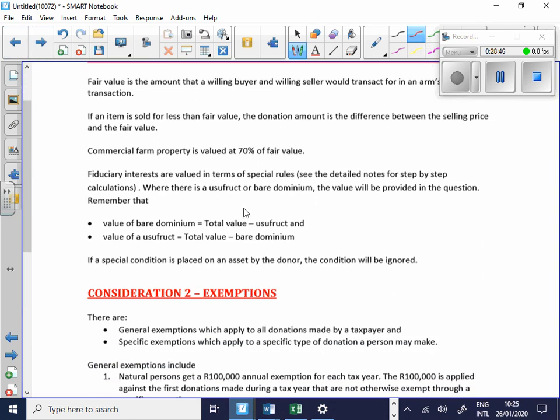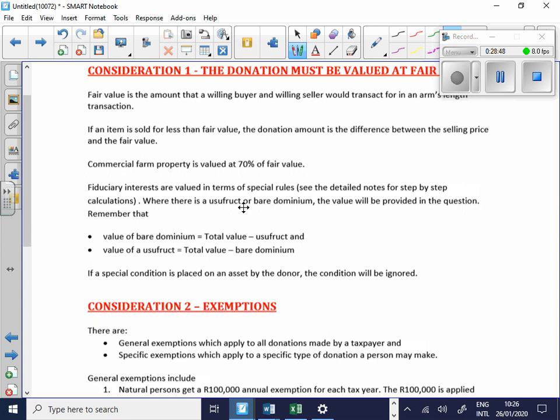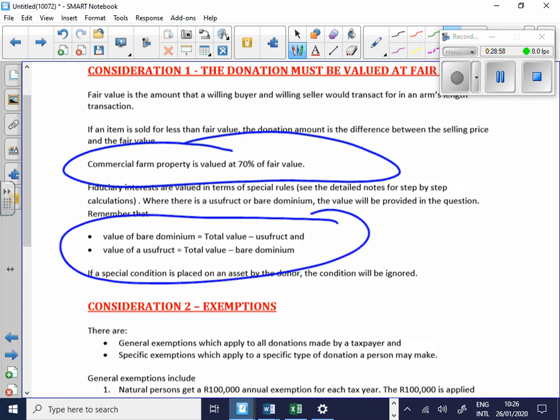Consideration, market value. Guys, I just want to point out one or two things with this. Commercial farm property, 70%. Everybody comfortable with that? Guys, and then there's values of usufructs and bare dominiums. You'll see in your TUT letter that it's a level one for board. You don't need to know how to calculate usufructs and bare dominiums. They'll give you the value in your questions. So you'll see all of the TUT questions, they tell you what the value of the bare dominium is and the value of a usufruct. I just want to make sure that you understand the terminology properly, okay? So let me just explain.